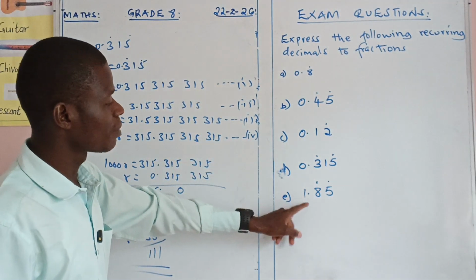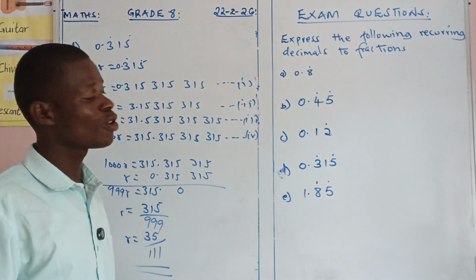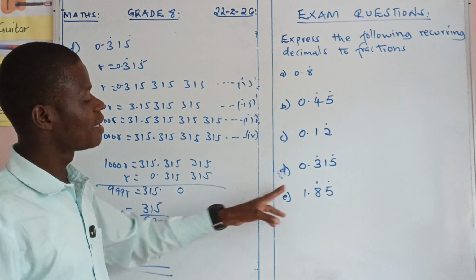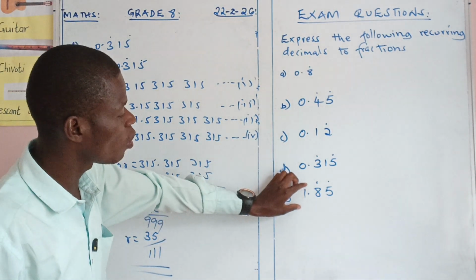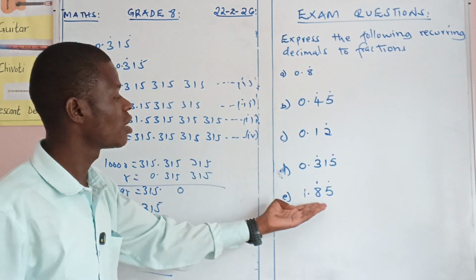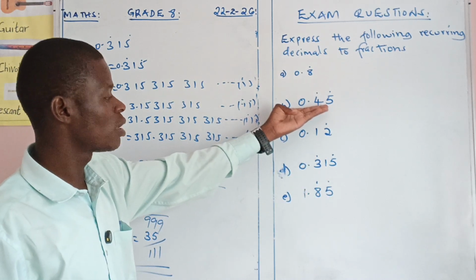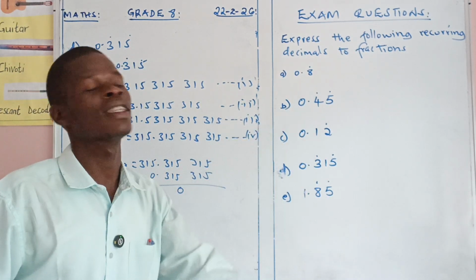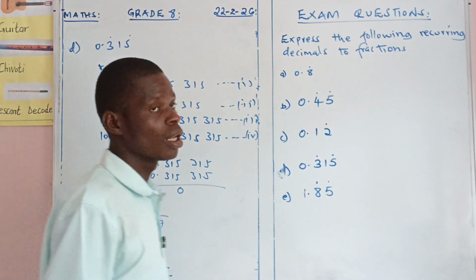Now, the last one here. I want you to try this one yourself, but 1 is a whole number. So this whole number, which is 1, you can remove it and deal with the 2 recurring digits the same way we did before. Then you will add 1 and that's your fraction. So that is very simple.